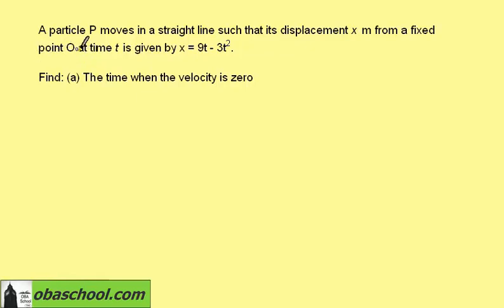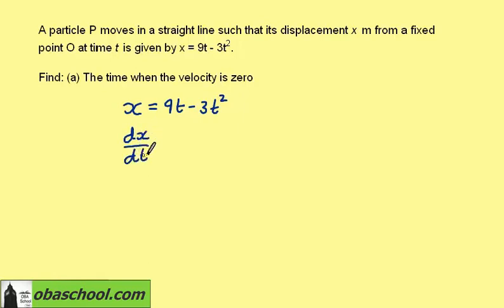A particle P moves in a straight line such that its displacement x meters from a fixed point O at time t is given by x is equal to 9t minus 3t squared. We want to find the time when the velocity is 0. x is equal to 9t minus 3t squared.